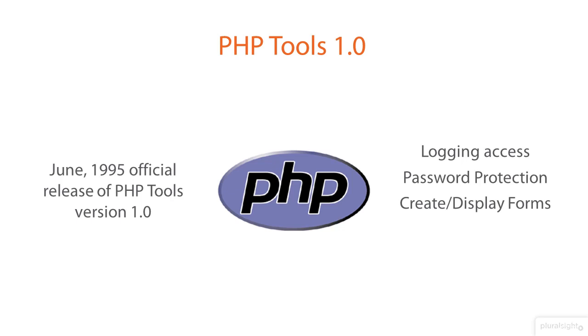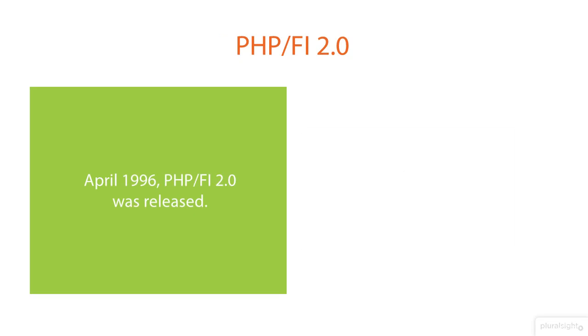These scripts not only included being able to log pages, they also had the ability to password protect pages and create and display forms. A year later, in April, the second version of PHP was released. This version had a new name. It was PHP/FI. The FI stood for Forms Interpreter.